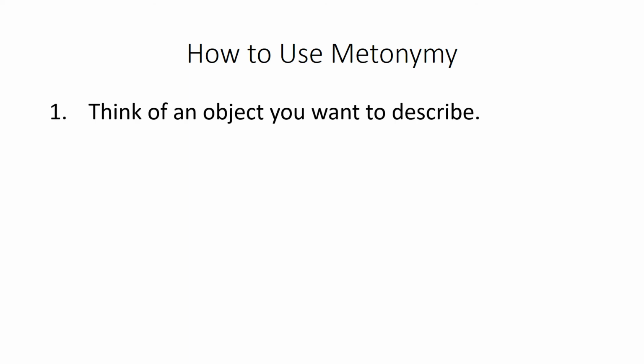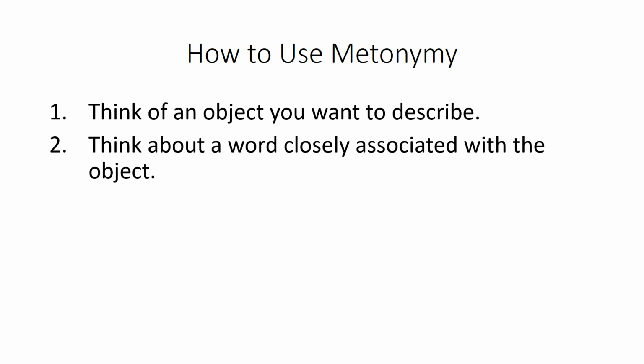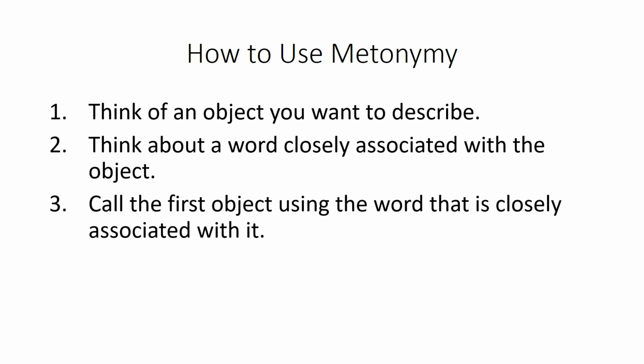How do we use metonymy? Well, number 1, we have to think of an object that we want to describe. Then we think about a word that's closely associated with that object. Then we call the first object using the word that is closely associated with it.